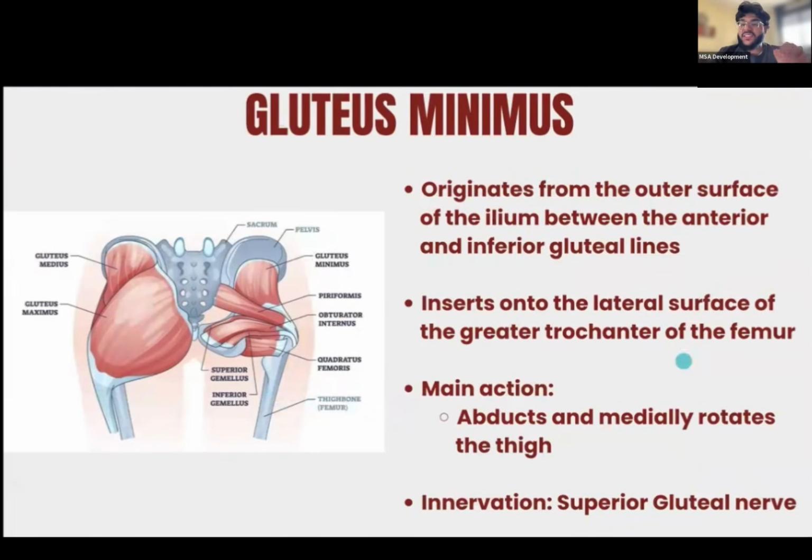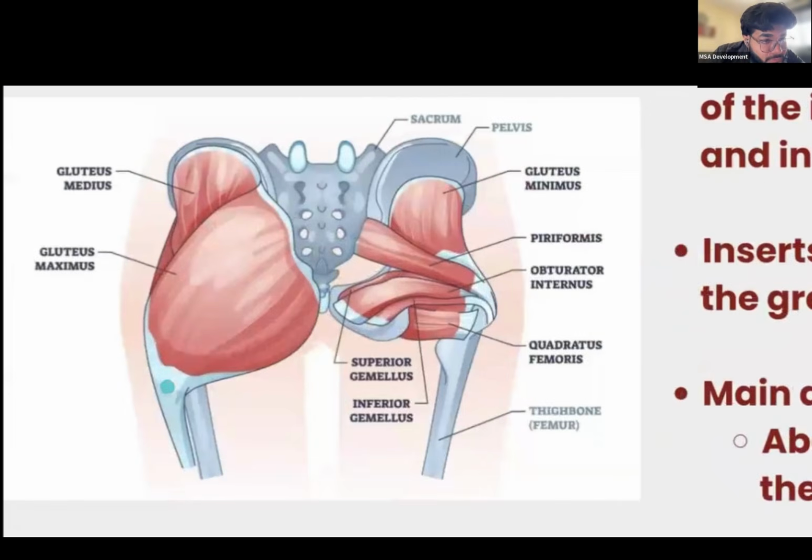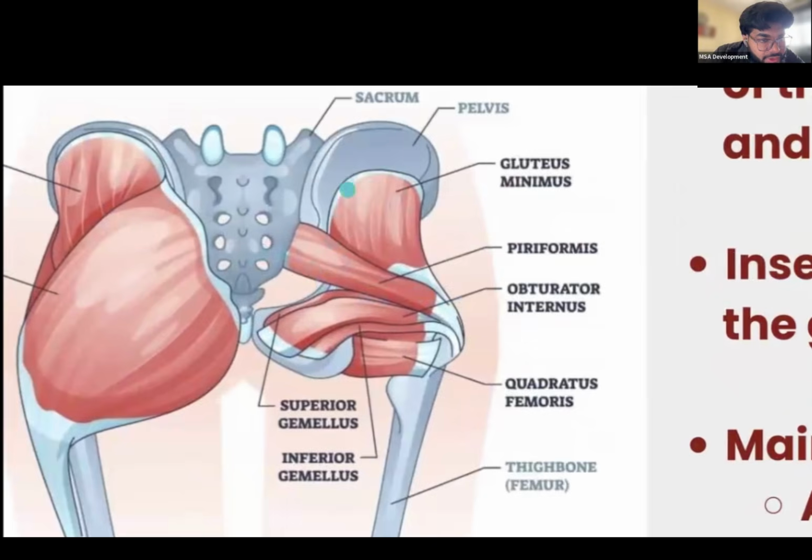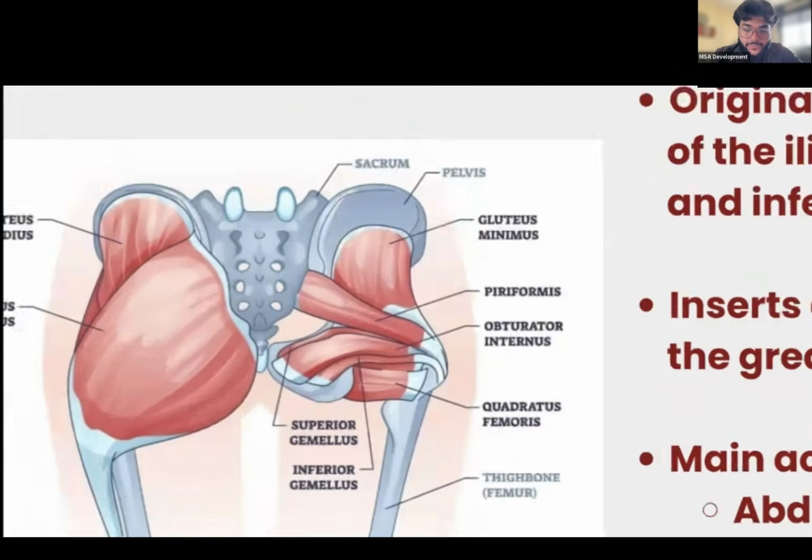Okay, gluteus minimus is the smallest of the three gluteal muscles. It originates again from the outer surface of the ilium, okay? It inserts into the lateral surface of the greater trochanter. And again, same action as the gluteus medius, where it abducts and medially rotates the thigh. And again, it has the same innervation as the gluteus medius, which is the superior gluteal nerve.